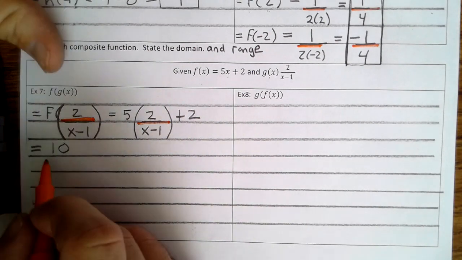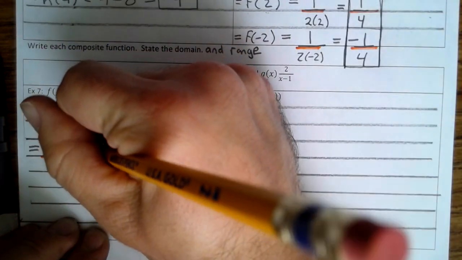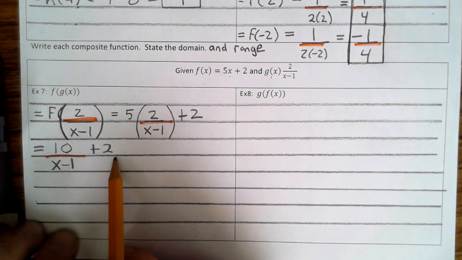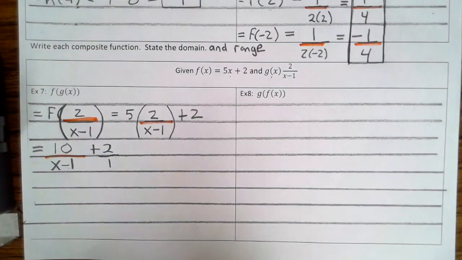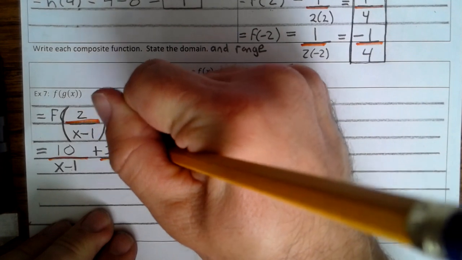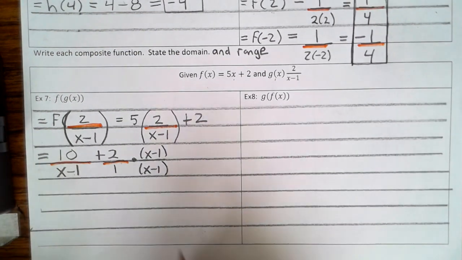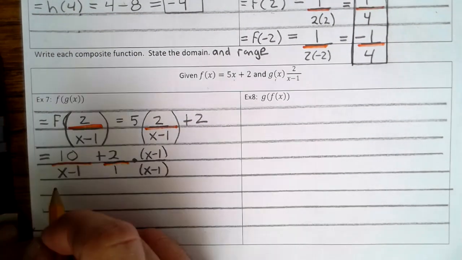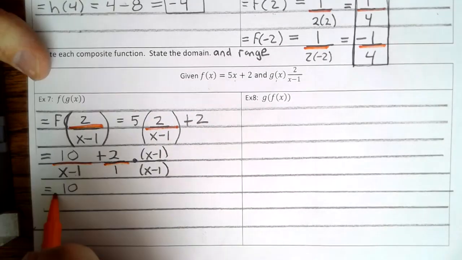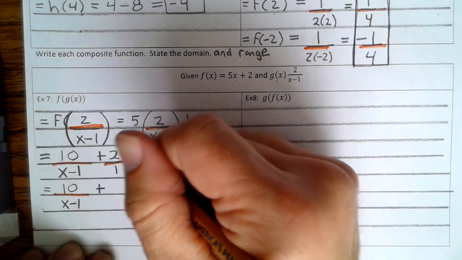plus 2. But here's the thing, we need to combine these so they have to have the same denominator. So technically this is 2 divided by 1. So what we need to do is multiply this times x minus 1 divided by x minus 1. And again, remember, this is a special 1. Okay, and we can do that. But when we do it, they'll have the same denominator. So that equals 10 divided by x minus 1 plus, well, 2 times x is 2x times negative 1 is negative 2, divided by x minus 1.